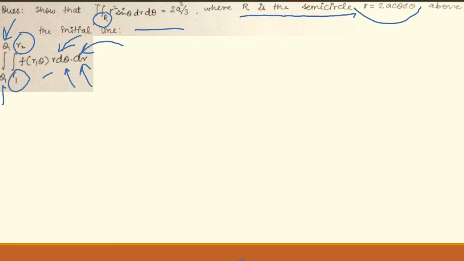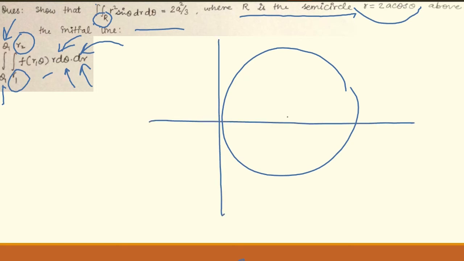So first of all, we will see what this is. It is a circle of radius a with center a comma 0, above the initial line. So let's understand by plotting the graph in the graphical calculator.